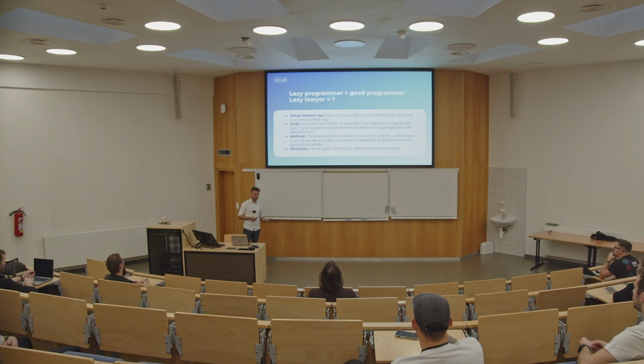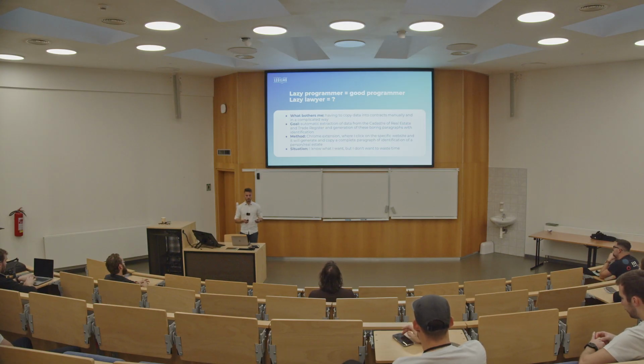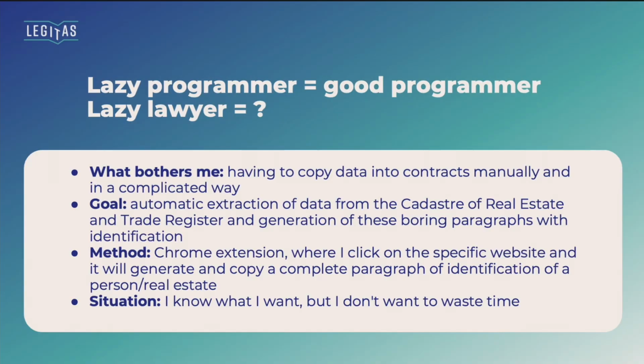So the goal of this use case was to extract the data from the public database like a trade register or cadastral real estate, and just by one clicking on a button, take that information and generate a definition of that particular party into the contract. That means there will be a company called ABC, registered office at Porubska 86, VAT ID 2607.5.